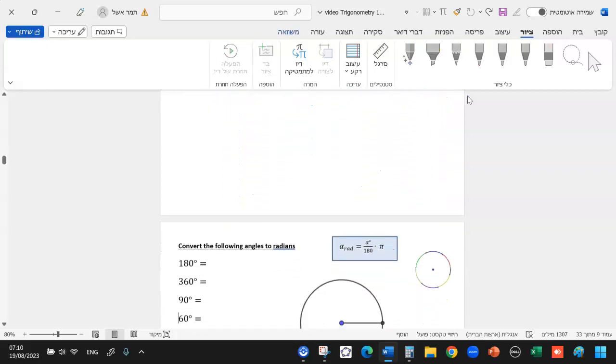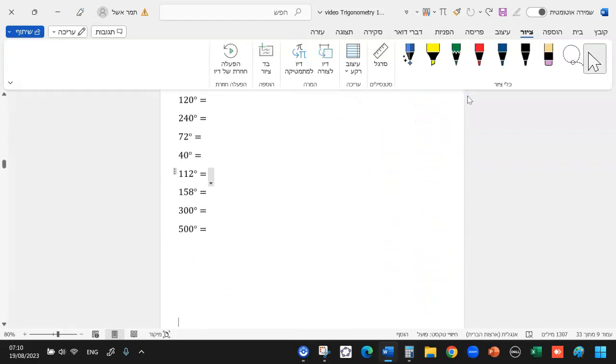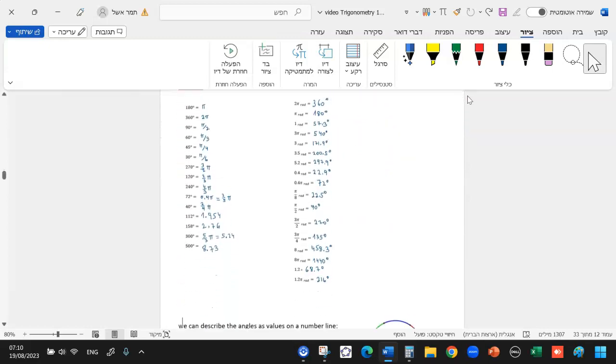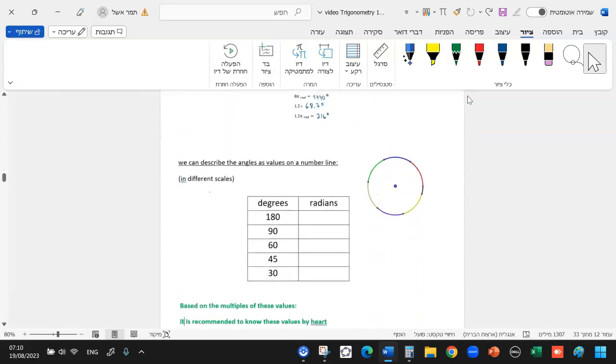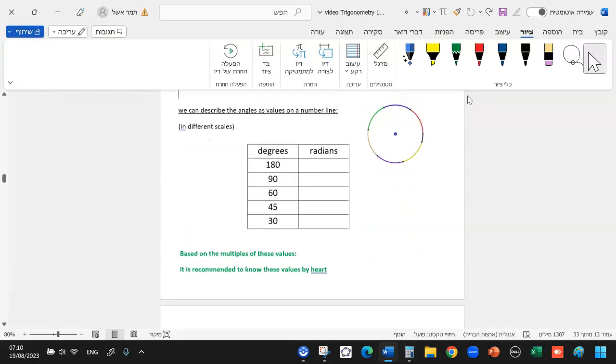Here, next in this file, you have exercises converting both directions, and you have the answers. So it's very important to practice. And we will go to another way to look at radians and degrees, and that is on a number line.